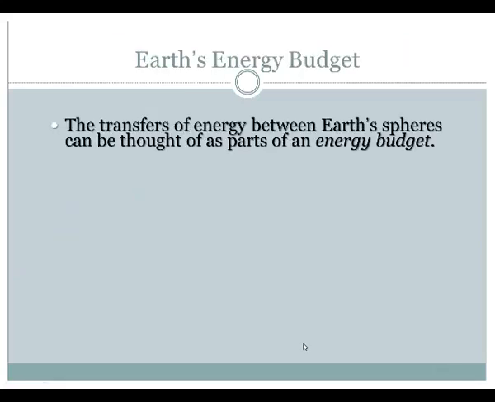So Earth's energy budget. The transfers of energy between Earth's spheres can be thought of as part of a budget, an energy budget. Every day we have the same amount of solar radiation that hits our planet. Not all locations on the planet have the same amount of energy each day. However, the planet as a whole does end up with the same amount of energy each day.